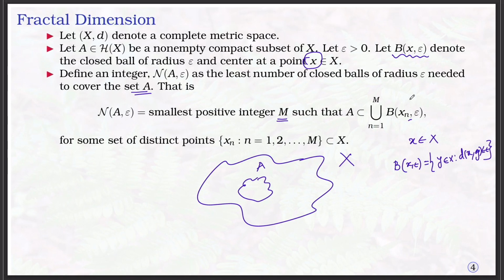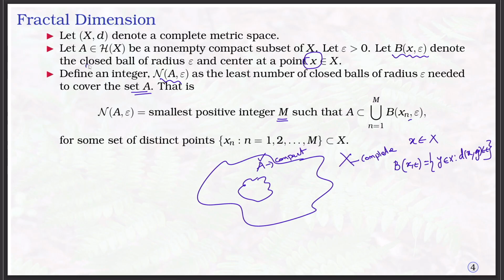Now, N of A denotes the least number of closed balls of radius epsilon needed to cover the set A. See, our X is the complete metric space and A is a non-empty compact subset of X. As per the definition of compact, if you find one open cover for this A, we can find a finite subcover for this A. This is the definition of a compact set: every open cover has a finite subcover. Here A is a compact set, therefore, we can find an open cover, and for that open cover, we can find a finite subcover.